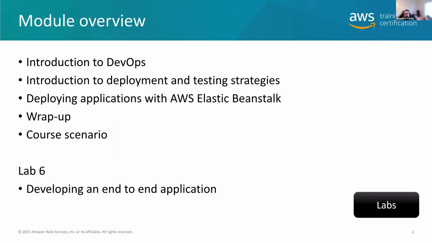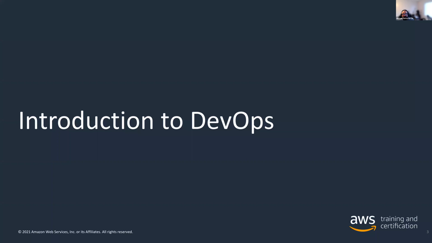So we're going to talk about some deployment, some testing strategies, including deploying applications with Beanstalk, and then that's it. We're going to move into the lab. I am going to post the survey before you move into the lab, and at that point in time, you get to go do the lab. When you're done, you're done. Otherwise, you get to hang out with me until 5. So let's talk about DevOps first.